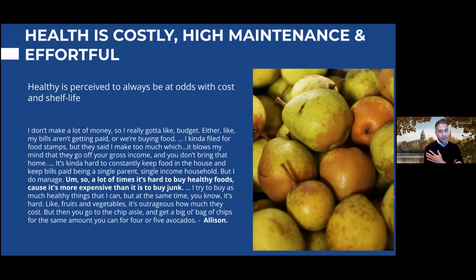That's the perception. Here, one of the participants, Allison, discusses that perceived trade-off. You see here, she says, so a lot of the time it's hard to buy healthy foods because it's more expensive than it is to buy junk. And she goes on to talk about the cost of, for example, avocados versus a bag of chips. But there's also this discussion that needs to be had around what you are actually getting from those foods, even though it may cost more.